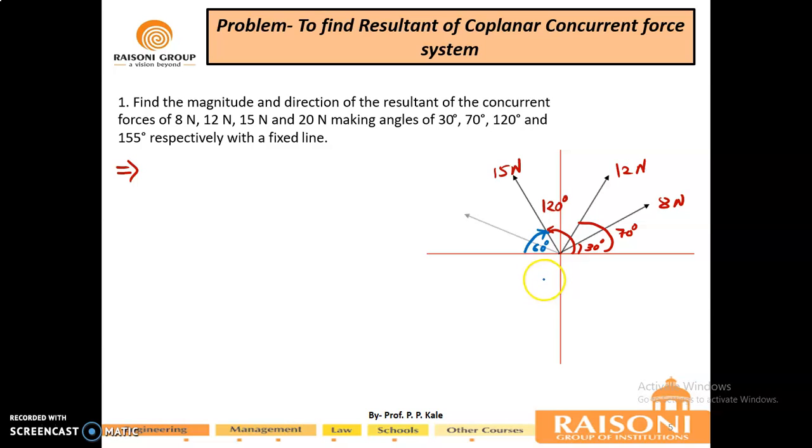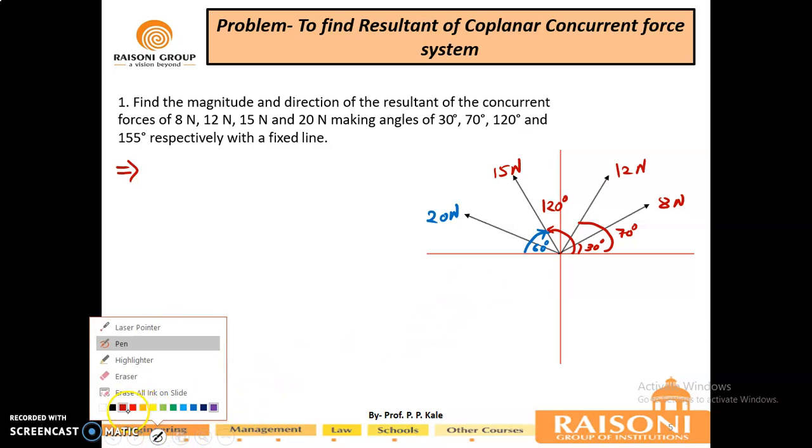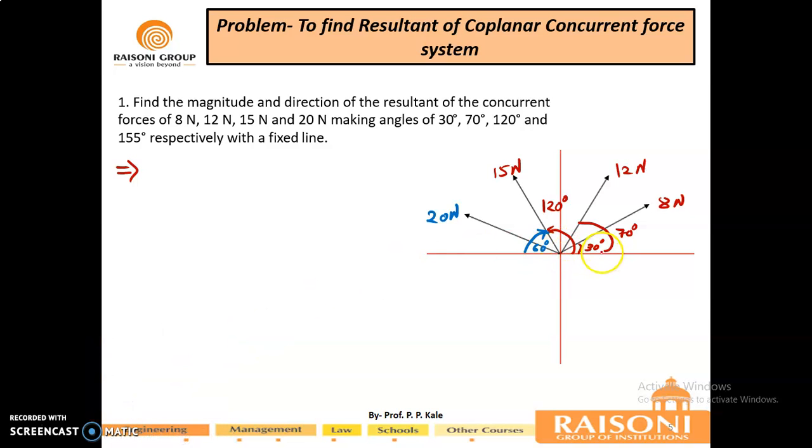Now the next force is 20 Newton. Its inclination is also given with respect to the fixed line. How much is it? 155 degrees. So from this fixed line, this inclination is 155 degrees. We can easily find out this other angle, and this will be 25 degrees, 180 minus 155. Similarly, 180 minus 120, that is 60. So this is all about the forces given to you with their inclinations.